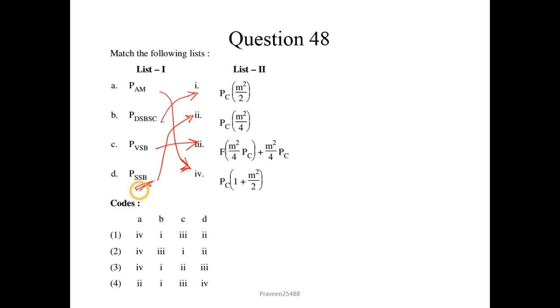So minimum bandwidth is also required in single sideband, because if this is our carrier, and there are two sidebands, both sidebands carry the same information, so no need to send both sidebands. So we suppress one sideband, and the carrier does not contain any information, so we suppress this also, and it is called single sideband. Okay, so our answer is 4 1 3 2. First one is the correct answer.